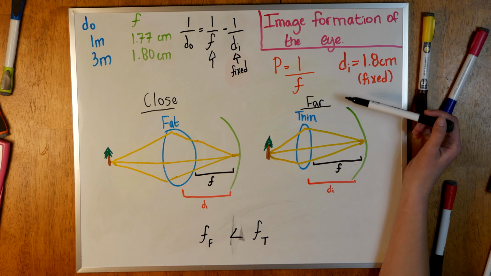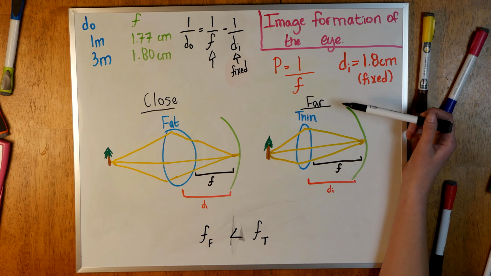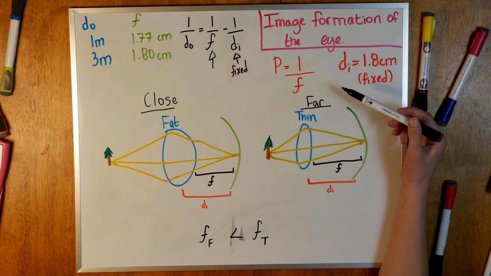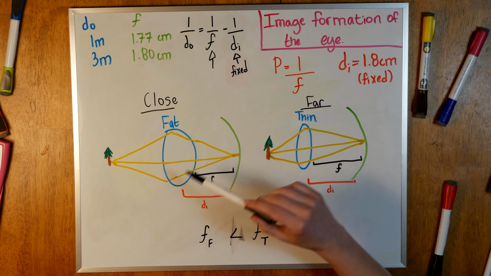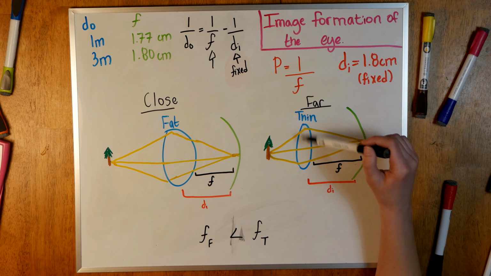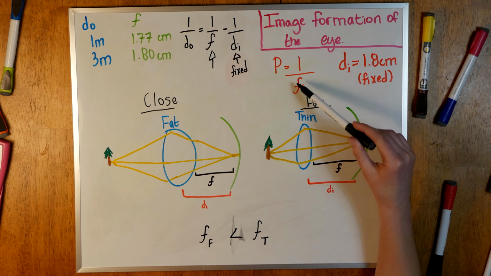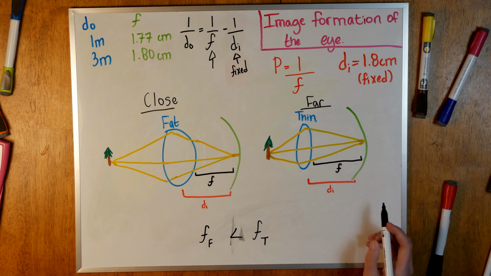So for example, you may hear that's a powerful microscope. That's because the microscope can see things that are very small. And by decreasing the focal length, you are making the lens more powerful. And by increasing the focal length, you are making the lens less powerful.